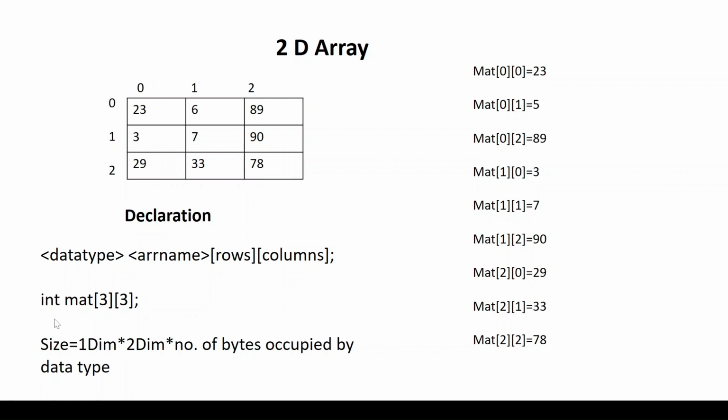Now to declare a 2D array, we have to give the data type. In our case, it is integer, so we'll be taking integer. Then the name of the array, I have given mat, and rows and columns. So the total number of rows is 3 and columns is 3, so it will be 3, 3. So the size of this array is one dimension into second dimension into number of bytes occupied by the data type. So in one dimension we have total number of elements 3 multiplied by 3 multiplied by total number of bytes occupied by the data type, and our data type is integer, which takes 2.